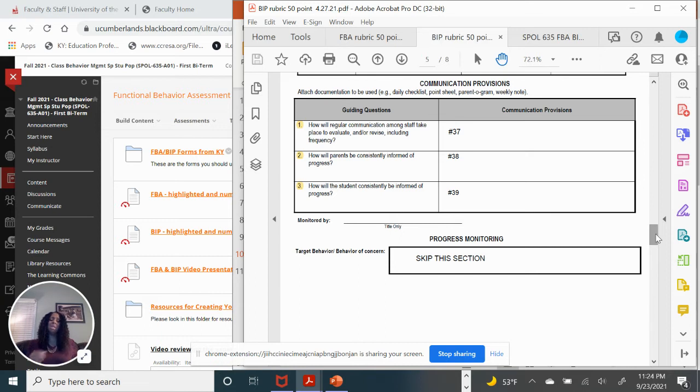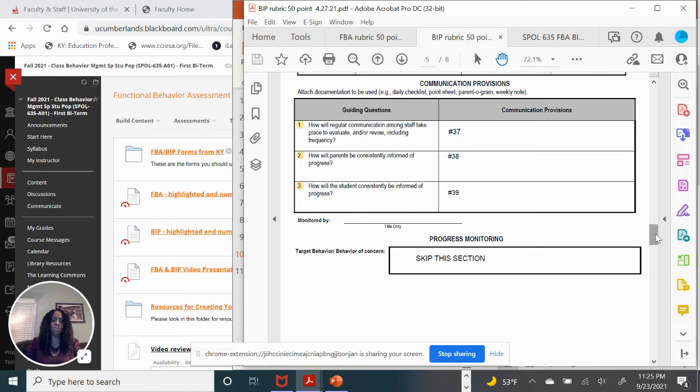I think we need to tweak this. I think we need to tweak that. Or I think, you know what, it's not working at all. Or behavior is getting worse. We need to throw it out. We need to start all over. The only way you know that is through your continued collection of data, through that progress monitoring.